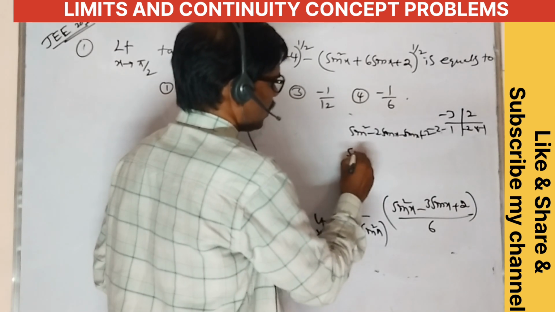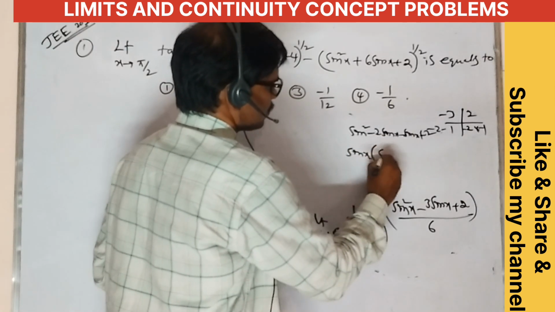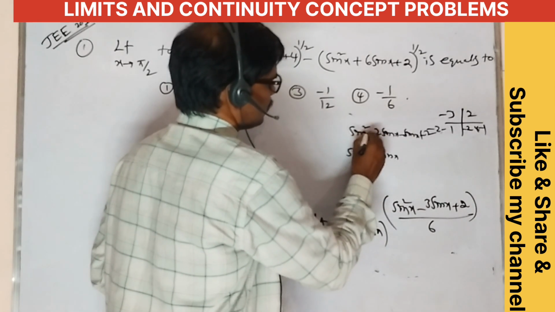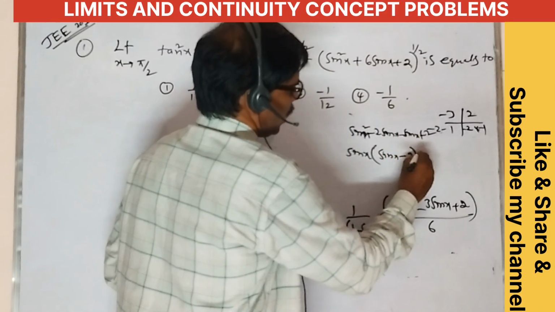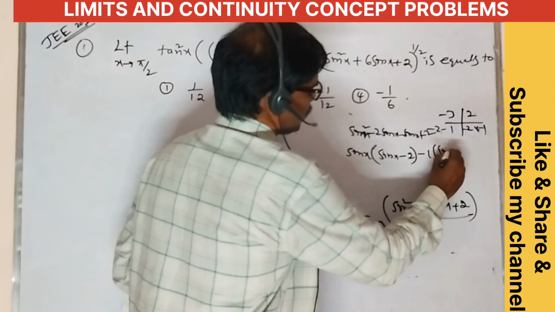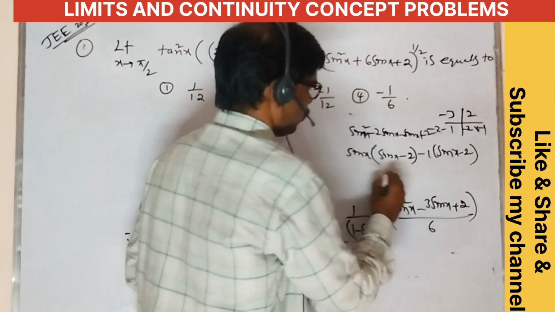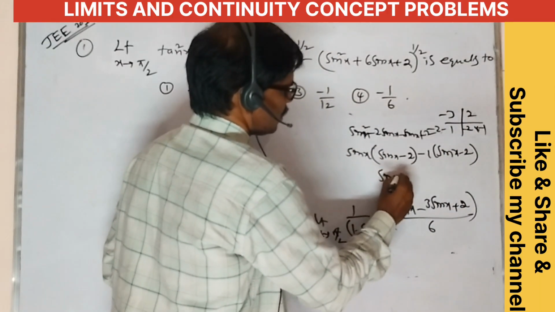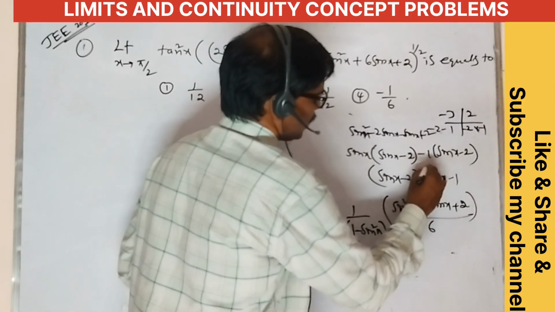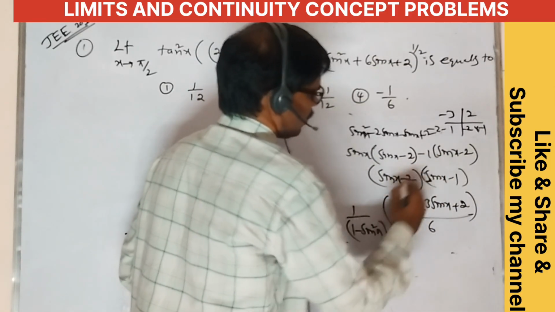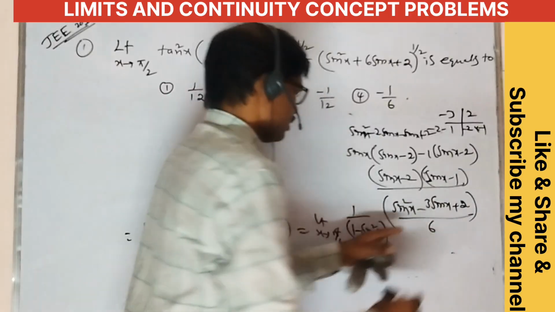What is the common here? Sin x is the common here. Sin x minus 2 and minus 1 is the common here, also sin x minus 2. Again sin x minus 2 is the common here. Sin x minus 1, sin x minus 1. Okay, right, in this place.